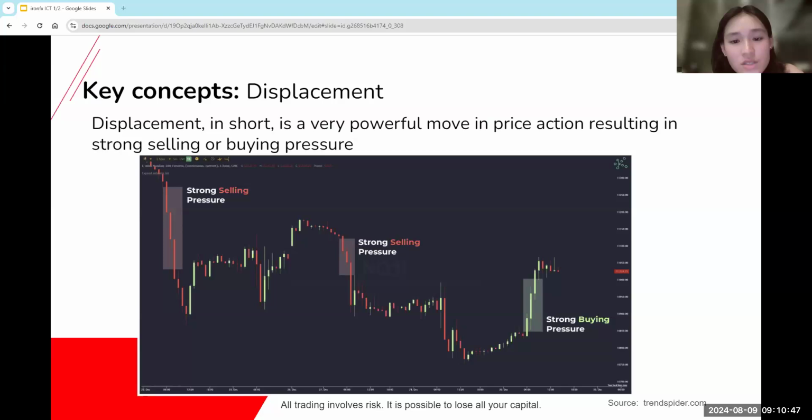So these candles typically have large real bodies and very short wicks, as you can see here. You can see the strong selling pressure, which would obviously be a bearish momentum, moving in a downward trend. You can see the big bodies of candlesticks followed by small wicks. So this is strong selling pressure, and they're all moving in the same direction.